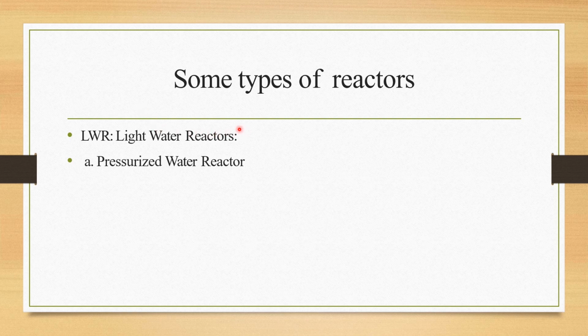in which the neutron moderator is light water. The first one is the pressurized water reactor, in which a pressurized chamber of water is used. This is the earliest, which is why it is the most common. We had discussed this earlier, that the largest number of reactors on the planet are pressurized water reactors. In this, the coolant and the neutron moderator are both water.